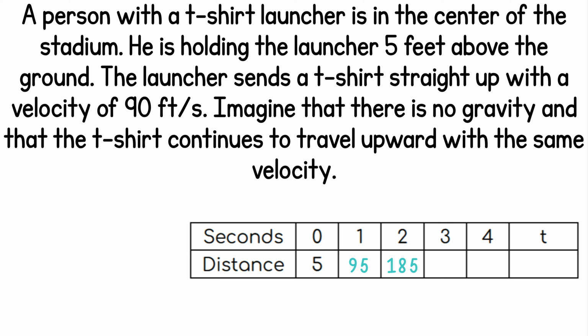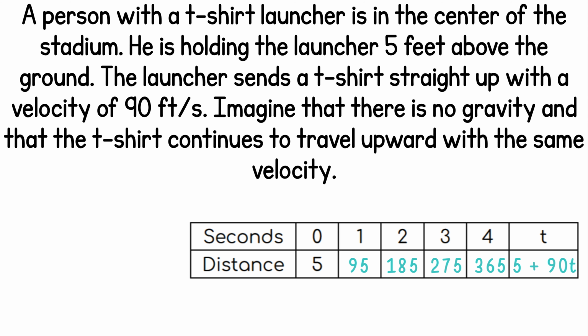For 3 seconds, we'll multiply that by 90, giving us 270, and then we'll add the 5 feet where the launcher started. Now at 4 seconds, we'll multiply that by 90, giving us 360, and then adding the 5 gives us 365. For t seconds, we're just going to write an expression that would give us a distance for any t value. So to find the distance, we'll multiply the velocity of 90 by t and then add 5 to it.